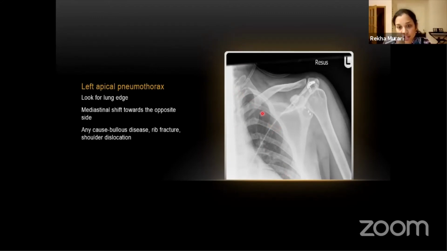So this is the lung edge. If you take a pencil, for example, that's how I see if the margin, the edge, is seen. You should be able to draw a crisp line there, and you see there are no lung markings past it, like you see here.